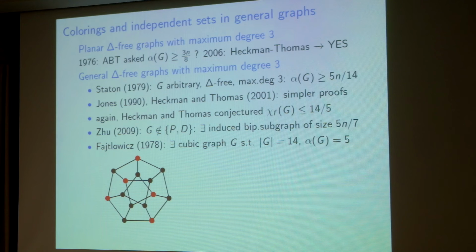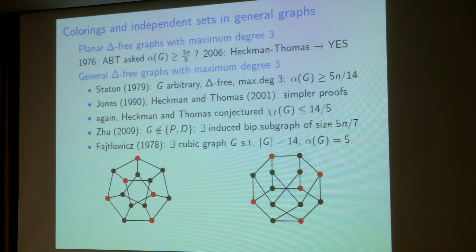So, that was the theorem of Staton, and already in the late 70s it was known that you cannot hope for a better statement than 5/14. For instance, you take this C7-like addition of the Petersen graph, or there is one more graph on 14 vertices. And both of these graphs have independence number exactly 5.